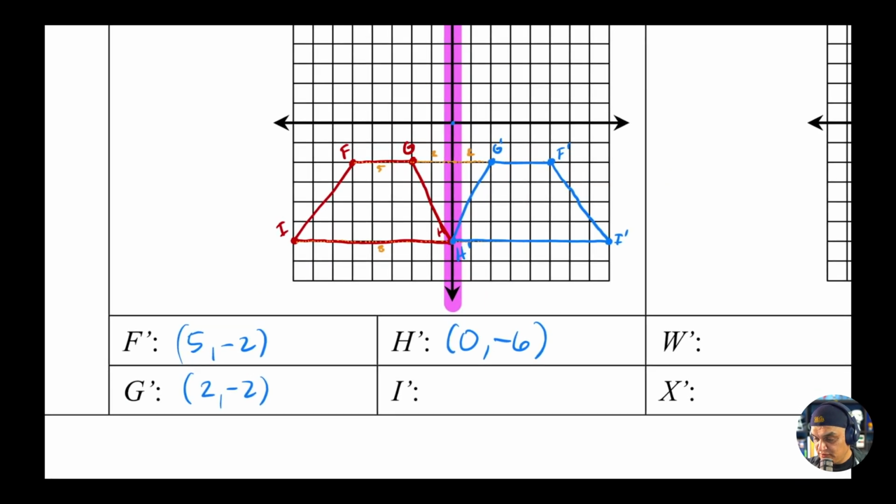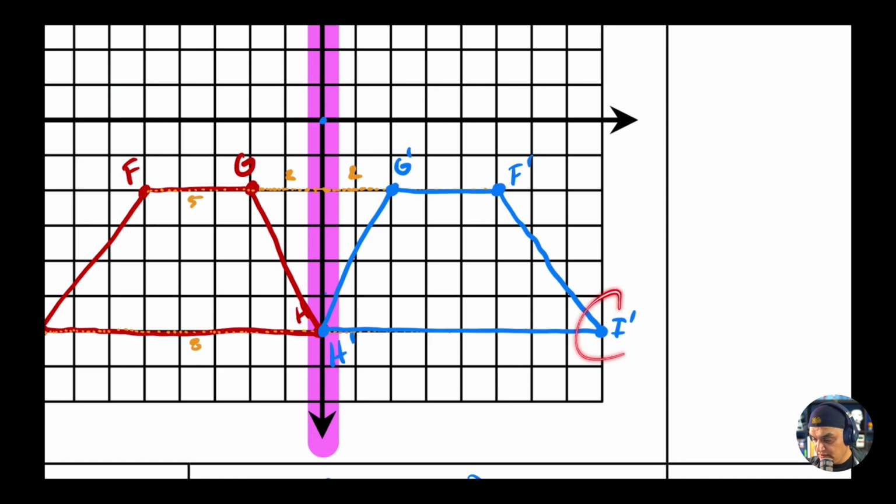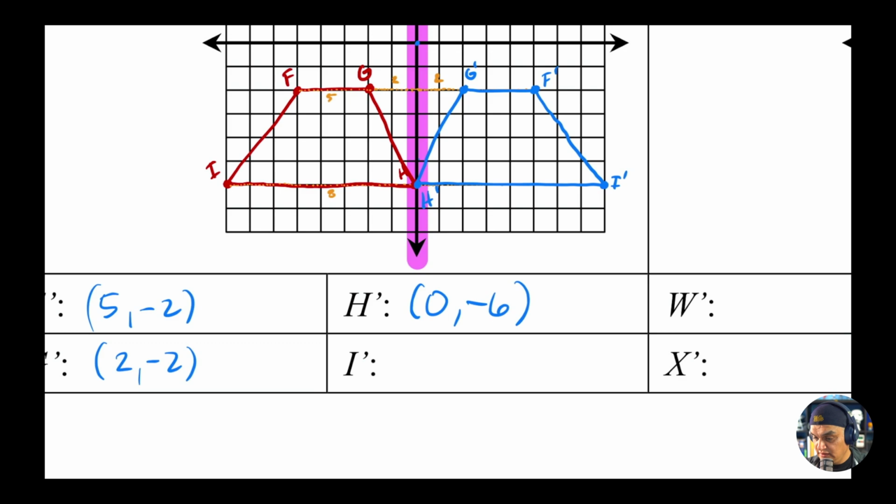And then I prime is way over here, but we can count it. We go 1, 2, 3, 4, 5, 6, 7, 8 forward on the X, then 1, 2, 3, 4, 5, 6 down on the Y. 8 forward on the X, 6 down on the Y. So 8, negative 6.